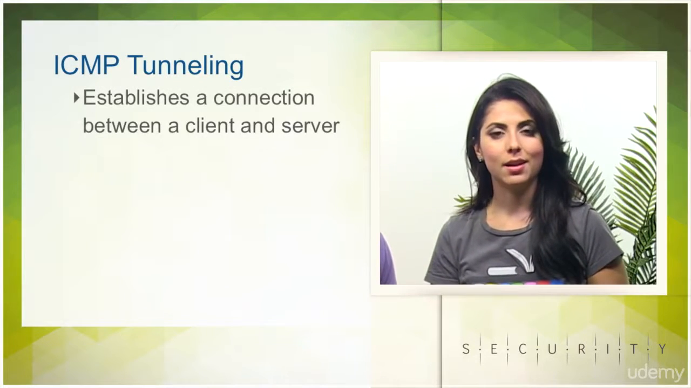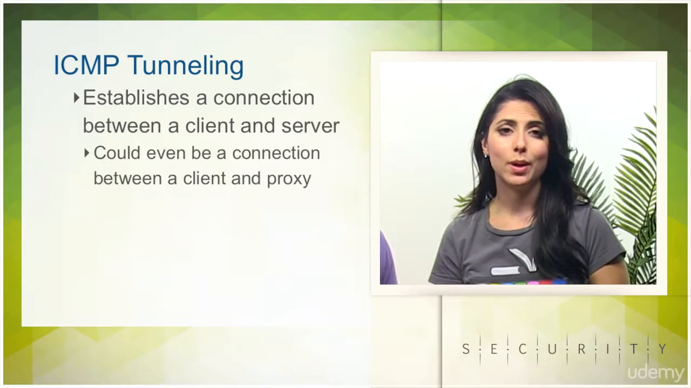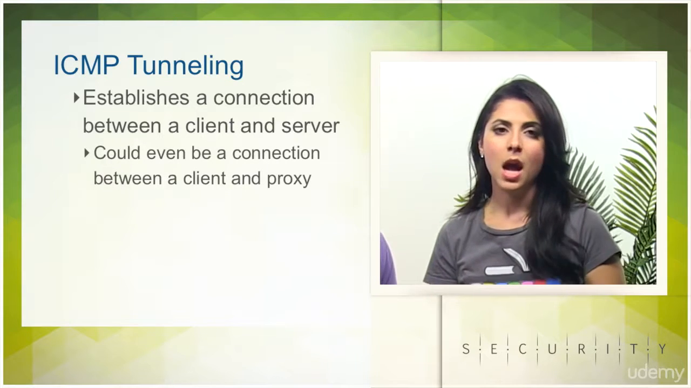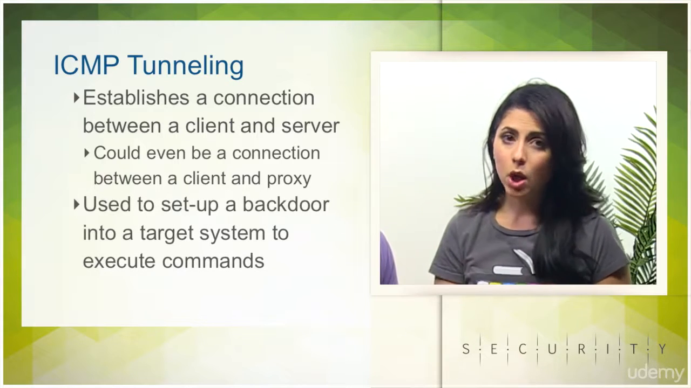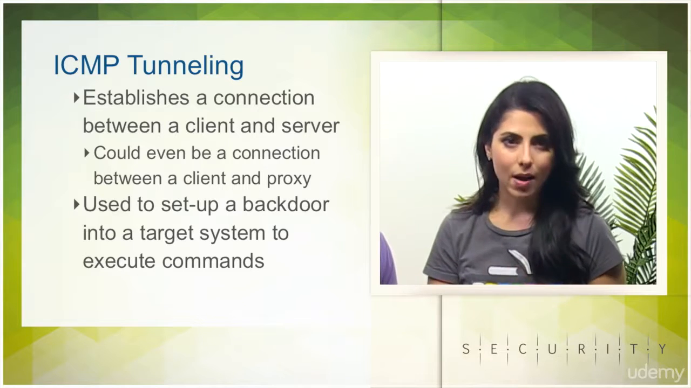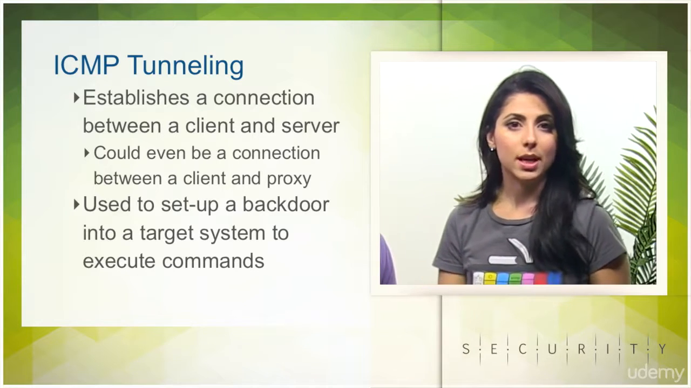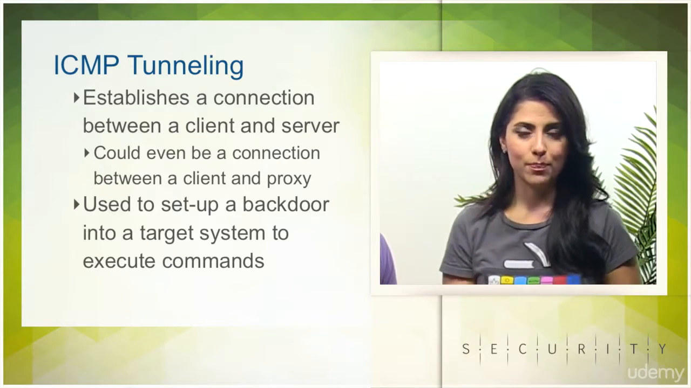Another method attackers use to evade firewalls is through something we call ICMP tunneling. ICMP tunneling establishes a connection between a client and a server. This could even be a connection between a client and a proxy. ICMP tunneling can be used to set up a backdoor into a target system to execute commands even without admin privileges. Right. Once you set up a backdoor, you can even get information from the server computer.